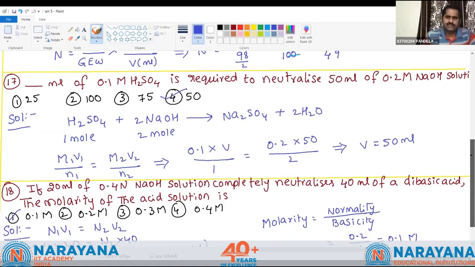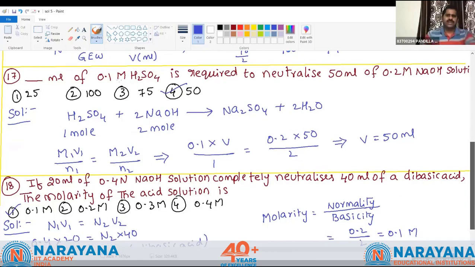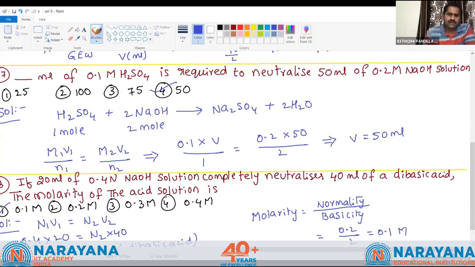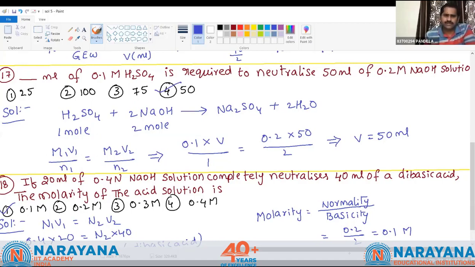Still 2 more questions here. The 17th question I'm teaching: dash ml of 0.1 M H2SO4 is required to neutralize 50 ml of 0.2 M NaOH solution. First option is 25, second option 100, third option 75, fourth option 50. Option 4 is correct. How? It is also neutralization in terms of molarity. Solve the problem. H2SO4 plus 2 NaOH gives Na2SO4 plus H2O. H2SO4 has 1 mole and NaOH has 2 moles. M1V1 by n1 is equal to M2V2 by n2. Substituting the molarity values and number of moles, I got the volume of H2SO4 as 50. Now see the 18th question.